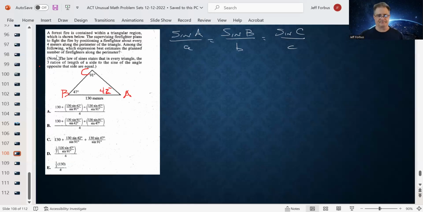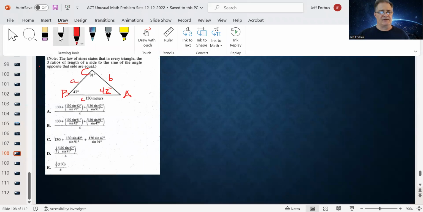Okay. Now we need to label the sides. The side opposite of the angle is how we're going to label this. So angle A side is lowercase here. Angle B side is this side. Angle C is the 130. Okay. Now we need to leverage our equation by filling in the information that we know.